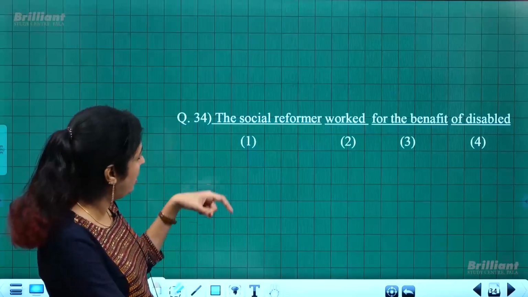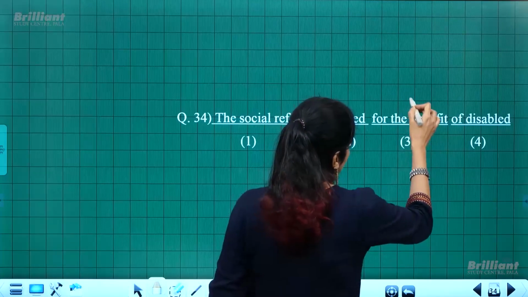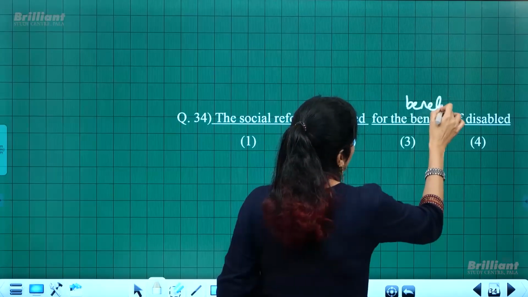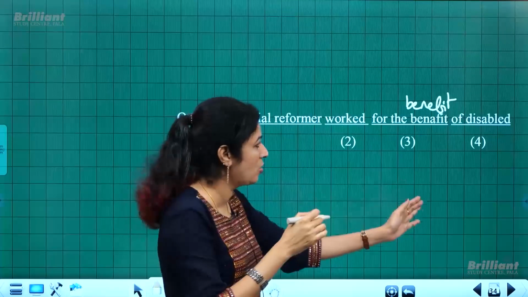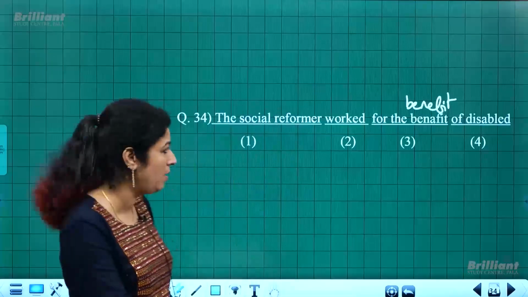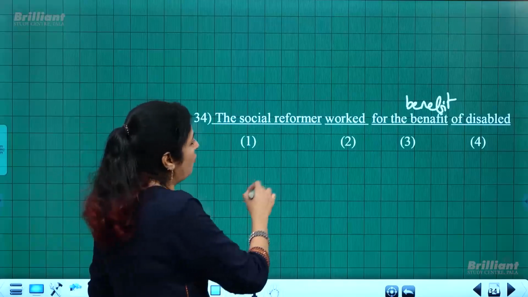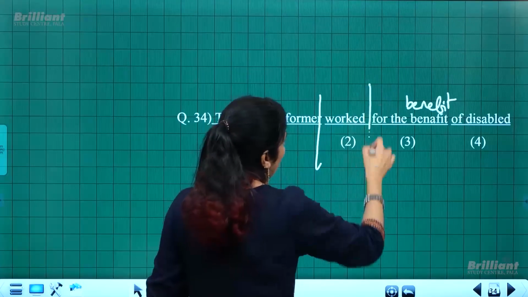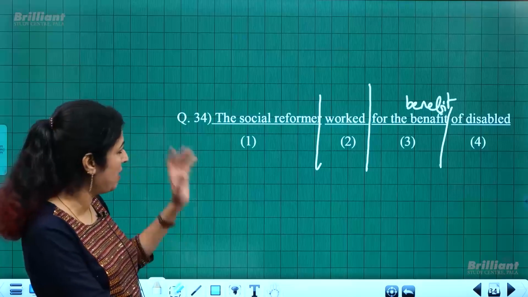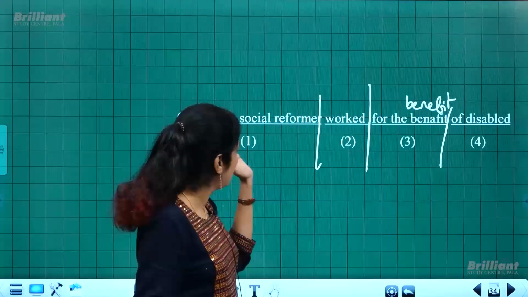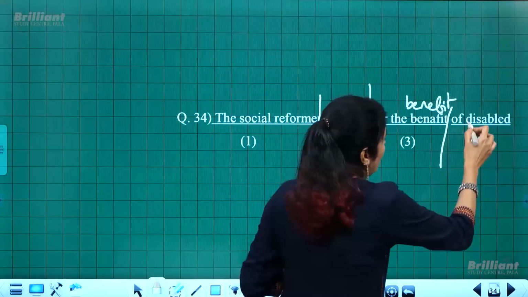Next, the social reformer worked for the benefit. See, one more thing is there. Actually, this is a printing mistake. It should have been benefit. It's just a printing error. So don't think that this part also is wrong and that part also is wrong, that more than one option is possible. No, this is a printing mistake. So this part is totally correct. The social reformer worked for the benefit of disabled. Which part is wrong? This part is correct.